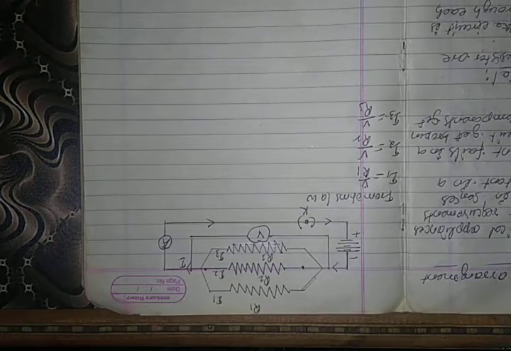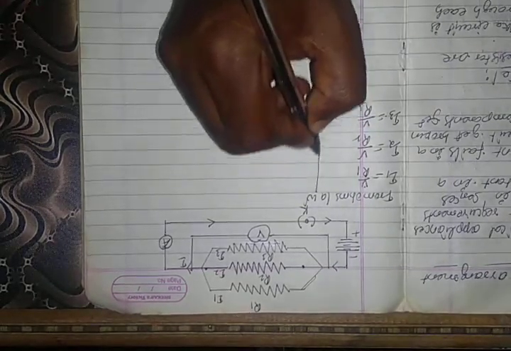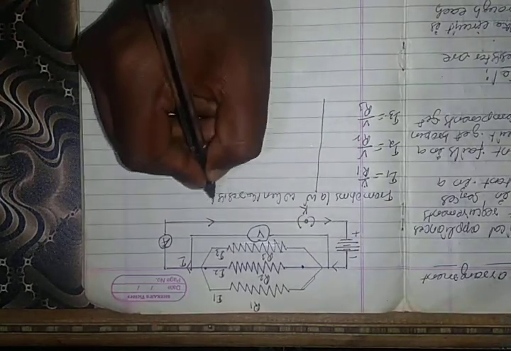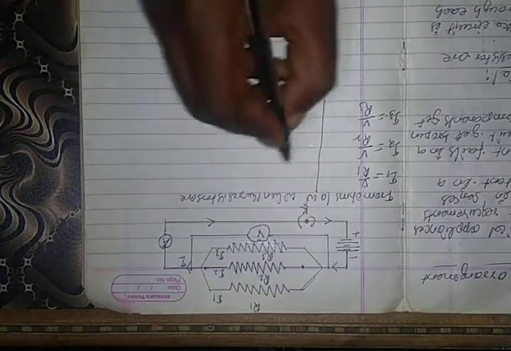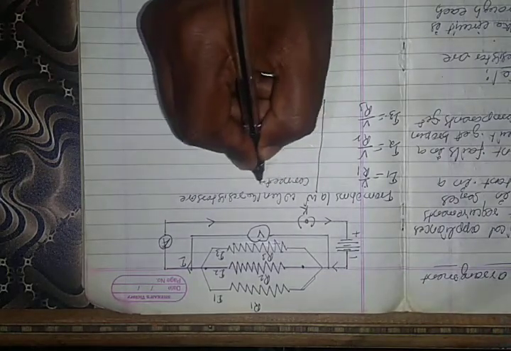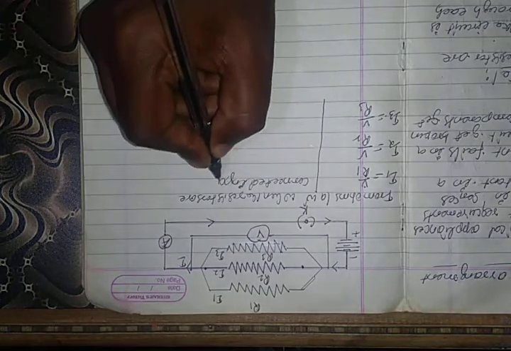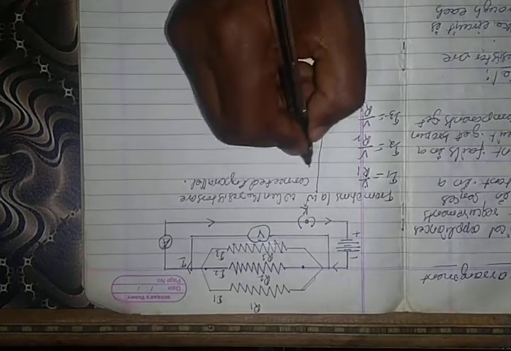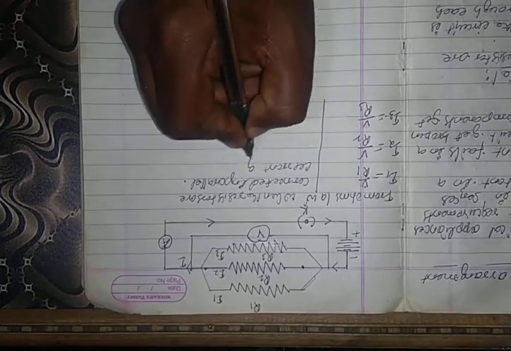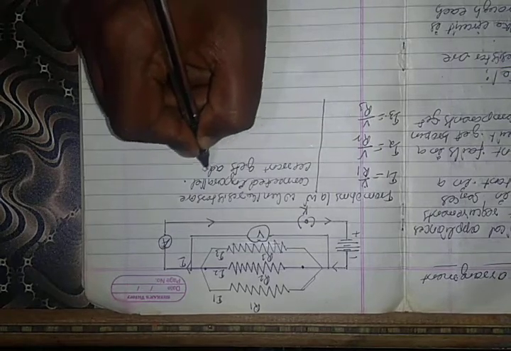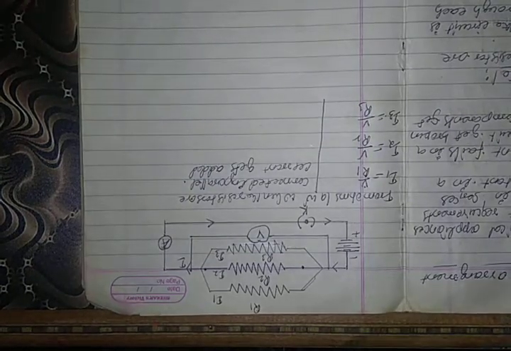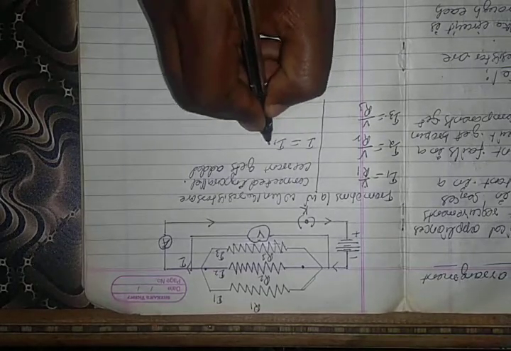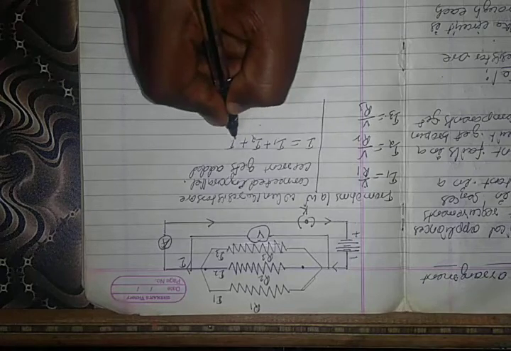So when the resistors are connected in parallel, current gets added. In the previous case, that is in series, voltage gets added. So here current gets added. I is equal to I1 plus I2 plus I3.